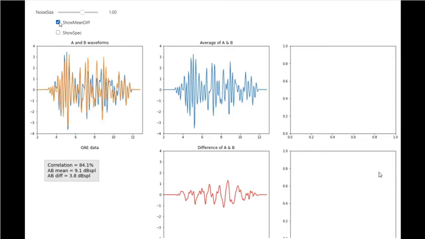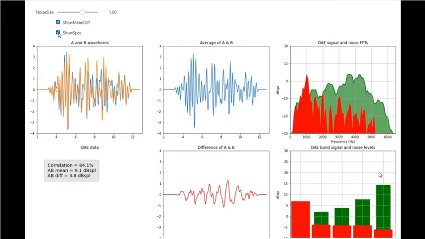You can see that the correlation is now 84%, because there is a significant quantity of noise in that recording. Now, that is pretty much how TEOAEs were assessed many years ago, because we didn't have the computing power to perform frequency analysis in real time. But now we tend to look in the frequency domain.